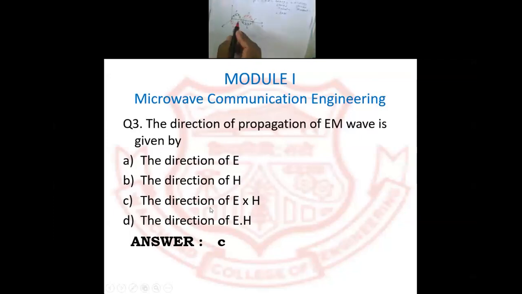It is E cross H because the electric field component and magnetic field component are perpendicular to each other. They are transverse in nature, and based on this E cross H, we get the direction of propagation. For example, say we have an electric field component in the X direction and a magnetic field component in the Y direction. P is equal to E cross H. E has an X unit vector, H has a Y unit vector. If we cross them, we get Z. This means the direction of propagation of the wave is in the Z direction.